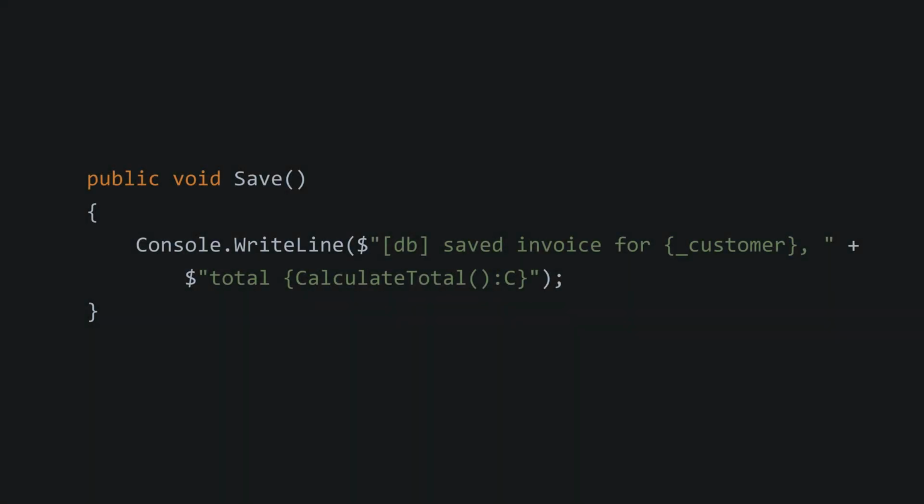Save writes the invoice out to storage. This has nothing to do with tax math or printing either. It is about where the data lives.